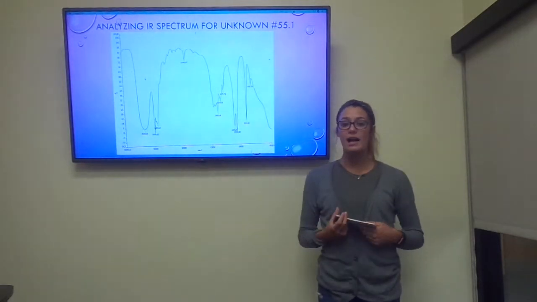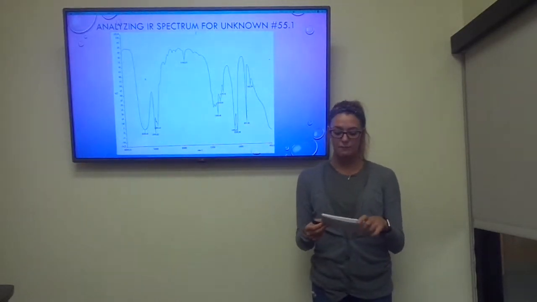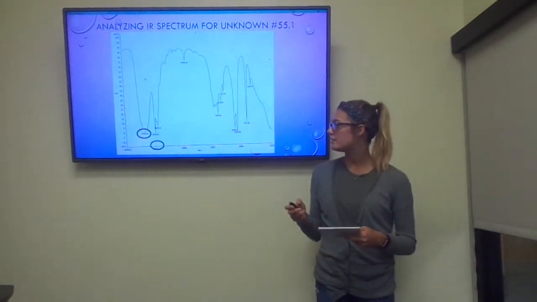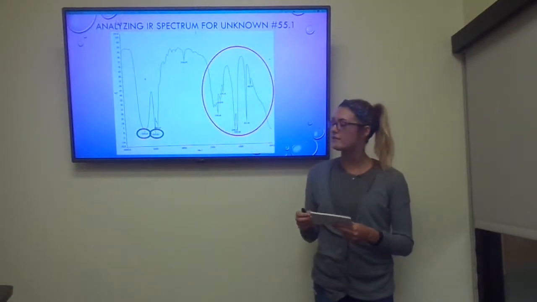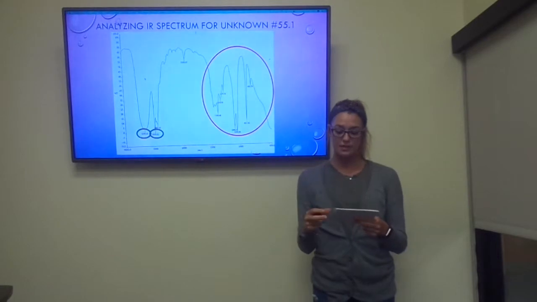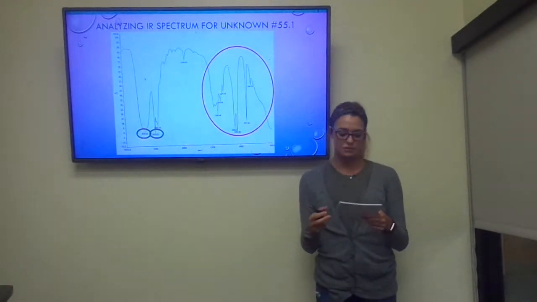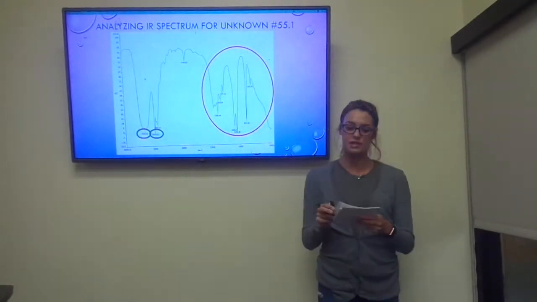So this is my IR scan for unknown 55.1, and as you can see here, there are two distinct peaks that we focused on. And these other values to the more right of the scan are known as fingerprints or footprints. They're values that aren't as substantial as more of the left spectrum of the data.